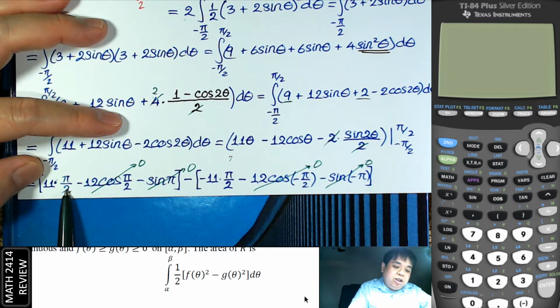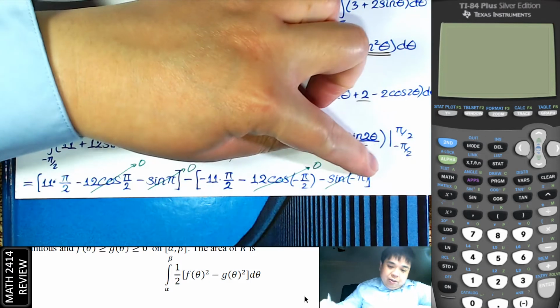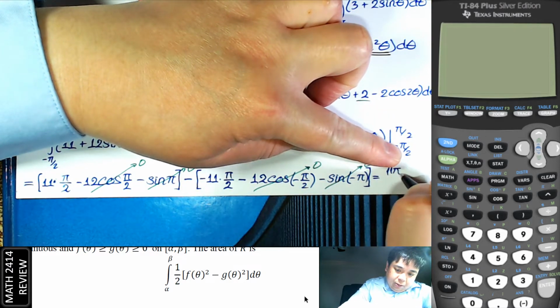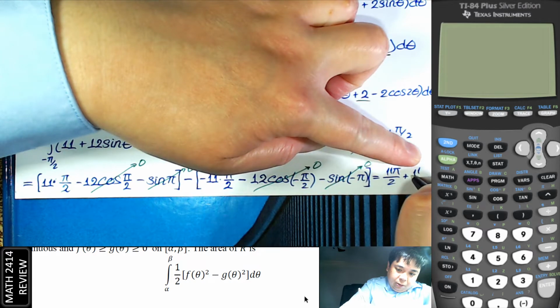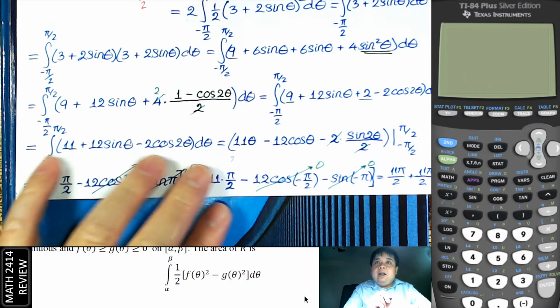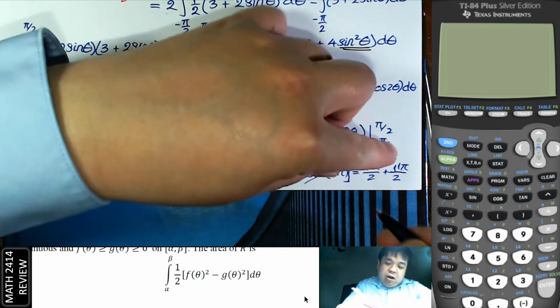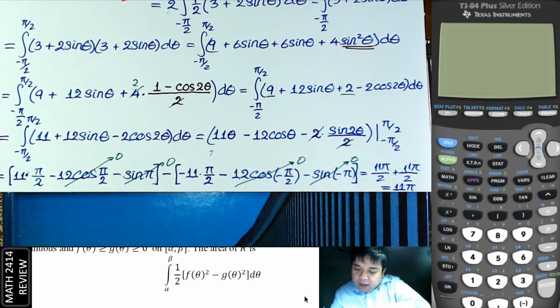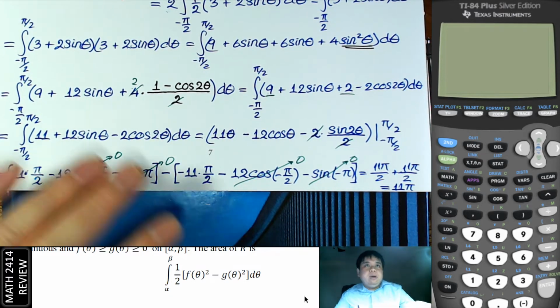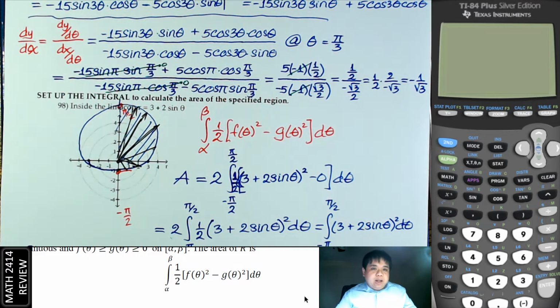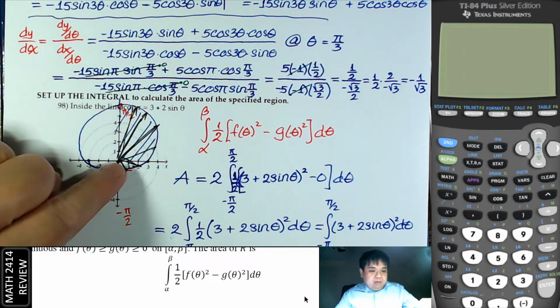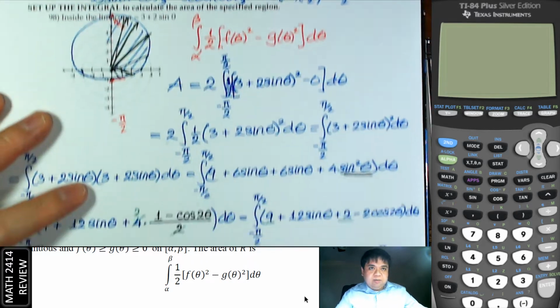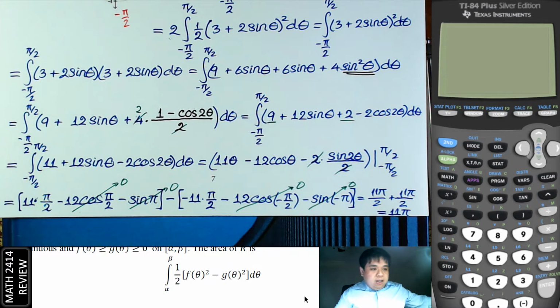So I have 11 pi over 2 plus 11 pi over 2. And that, of course, is 11 pi. Right. So that's what we have for that problem. So when we graph it, make sure if there's any symmetry, take advantage of that, and then find the outer function and the inner function. So just that.